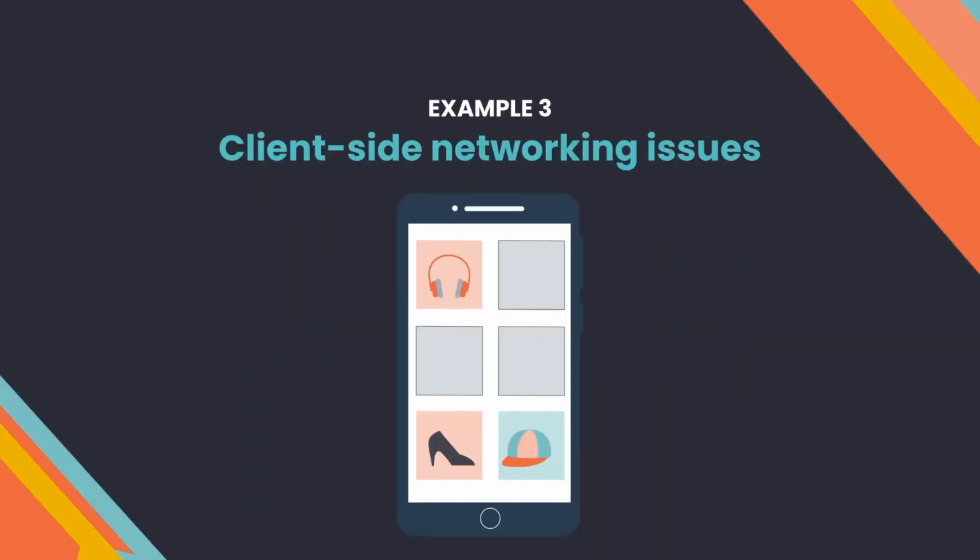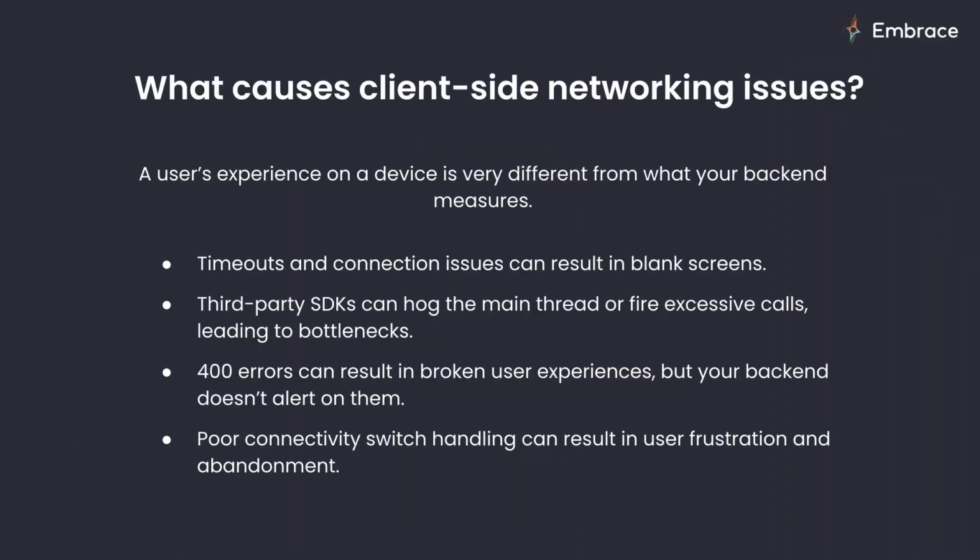Taking on example 3, client-side networking issues or the device-side networking issues. Remember that your infrastructure monitoring only cares about the performance of your servers. They cannot provide visibility into the client-side issues. There are many reasons your mobile app users can experience issues that your backend monitoring will be blind to.